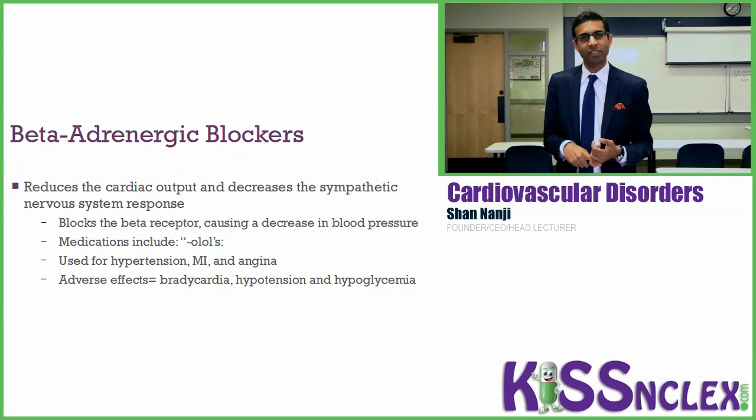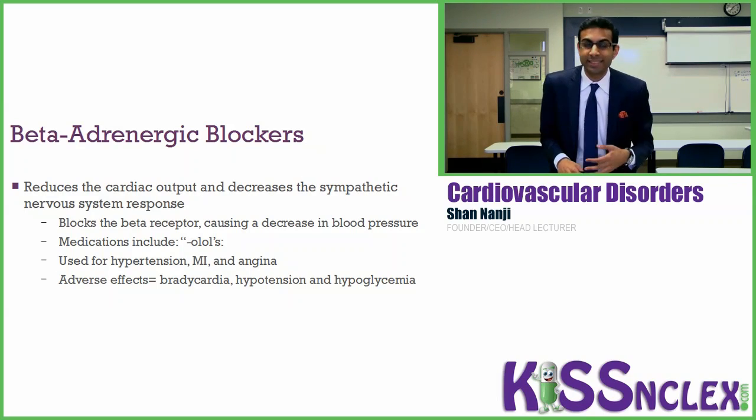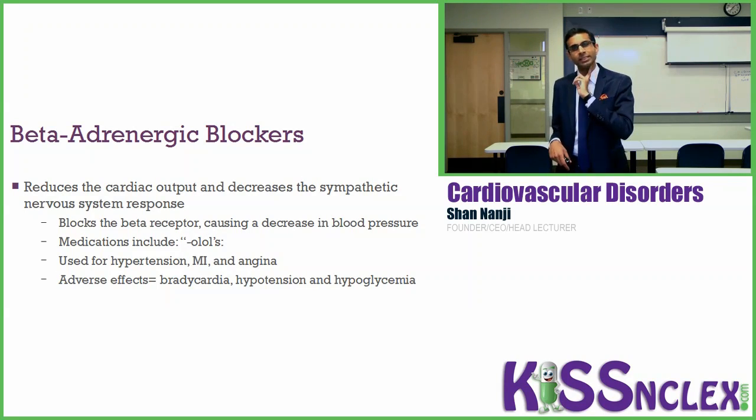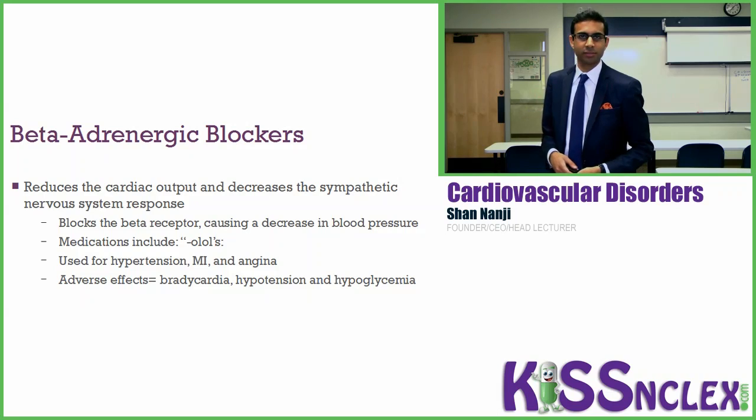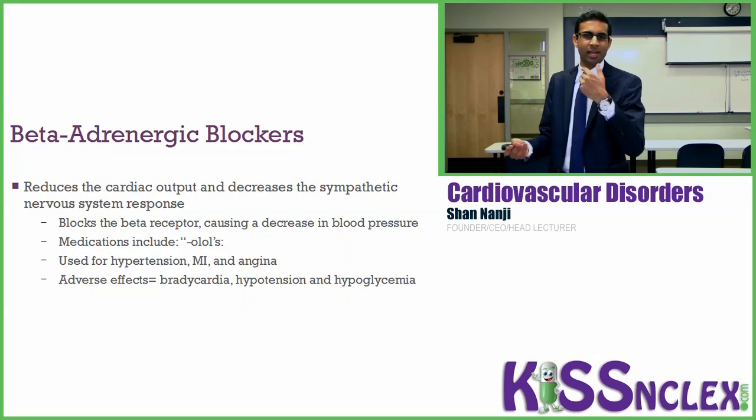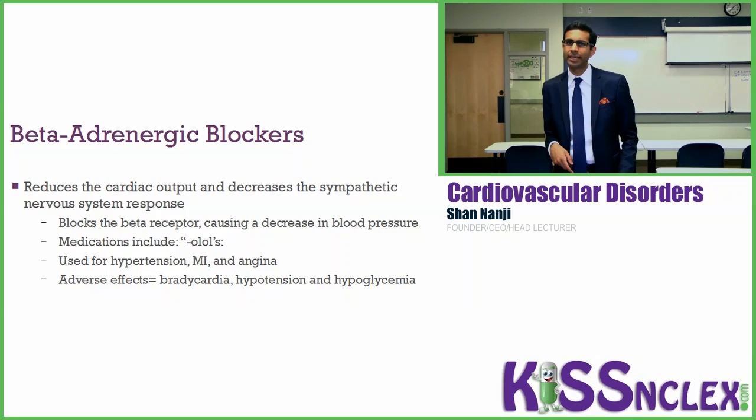And adverse effects of this, we talked about the receptor earlier: bradycardia, hypotension, and also hypoglycemia. Why is that? Because the beta-2 receptor is responsible for increasing insulin. Okay? So if you block that, it'll cause a decrease in insulin. That's why a lot of beta blockers are contraindicated in diabetes.